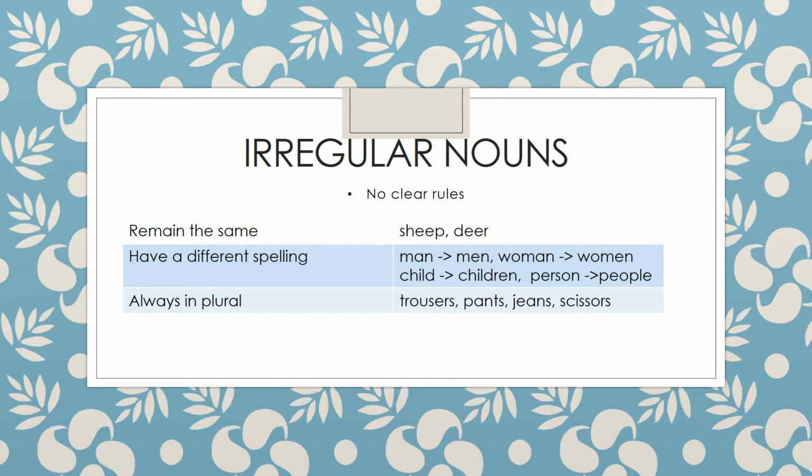For irregular nouns, there is no clear rule as to how to form plurals. Irregular plurals may take the following forms. For example, words like sheep and deer, the plurals remain the same. For words like man, woman, child, person, the irregular plurals have a different spelling. Some words are always in plural, especially tools and clothing. They are trousers, pants, jeans, scissors, etc.